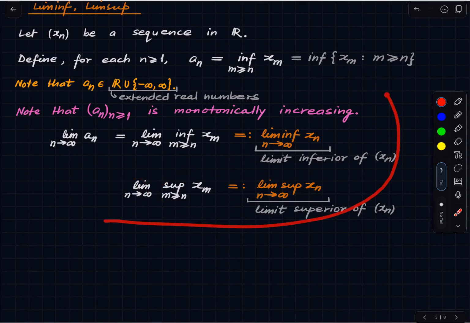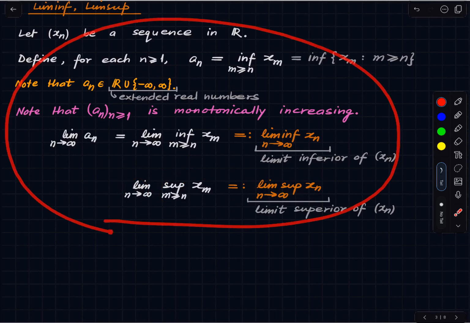Alright, so very simple concepts. And let us see some examples before we see any theorems around these notions. So here is our very usual example. This alternates between -1 and +1 according to whether n is odd or even. So what is the infimum of the tail sequence?